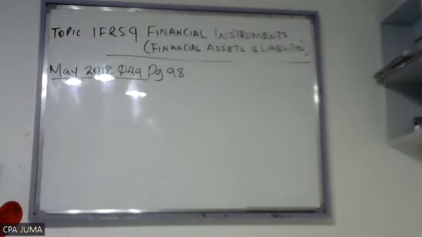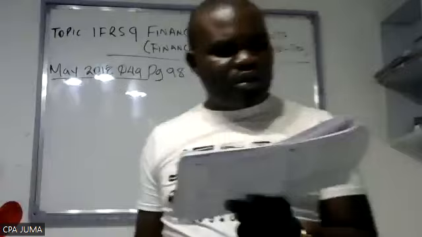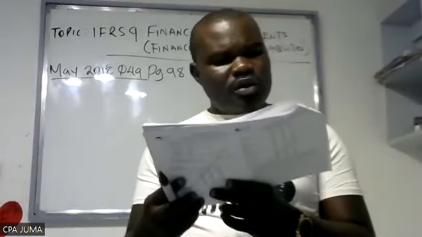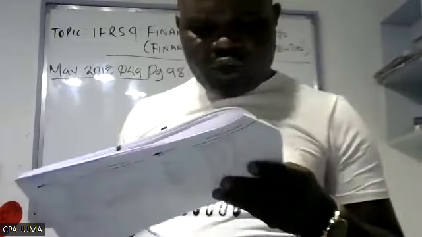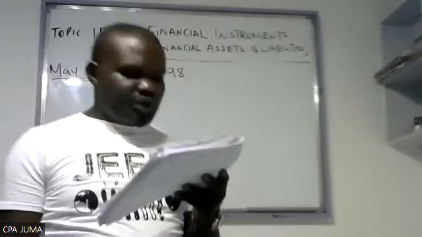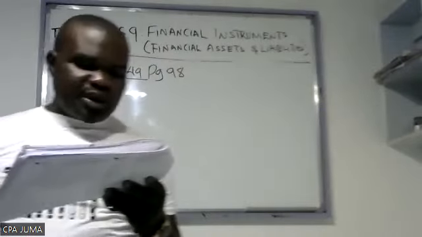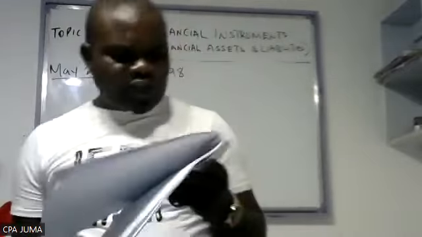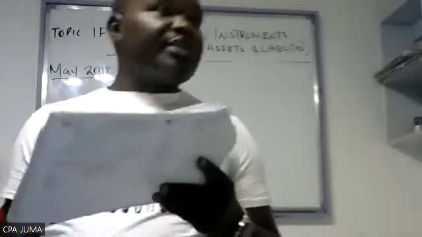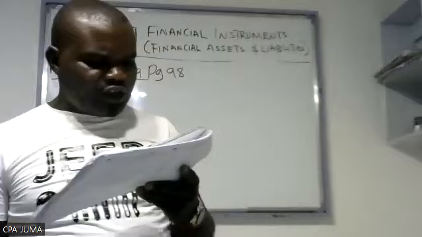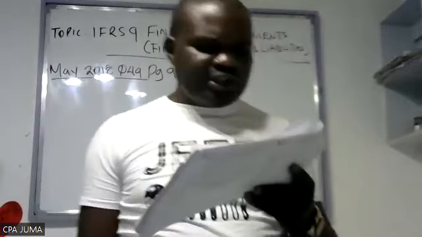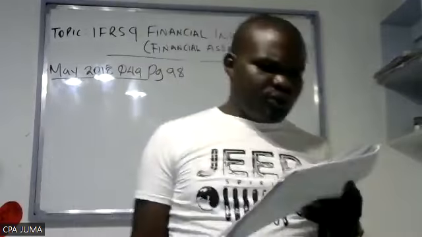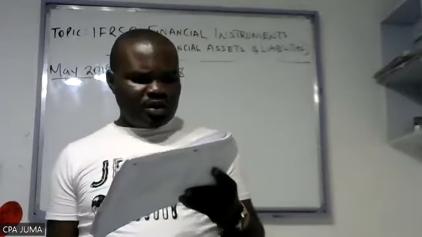So allow me to read with you the question. It says, I hope you have gotten. E Limited issued a bond for shillings 200 million on 1st January 2018. Interest on the bond is payable in arrears. In arrears means at the end of the year, on 31st December each year, at an interest rate of 12% per annum. The bond will be held to maturity and redeemed on 31st December 2020 for shillings 258.24 million.